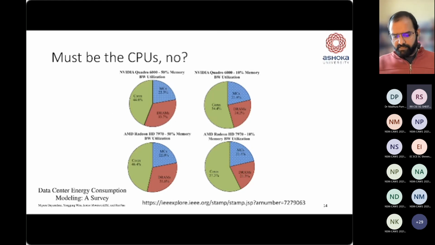And then again, as you see in different types of computational devices, somewhere between 20 to 35% is essentially being spent in memory energy, right? So of the total energy of the system, a third is essentially being spent in memory.